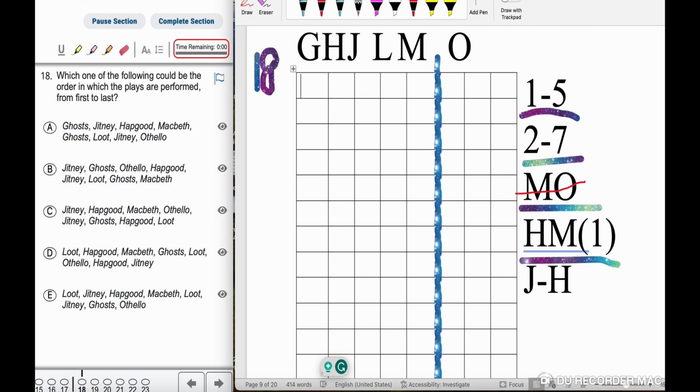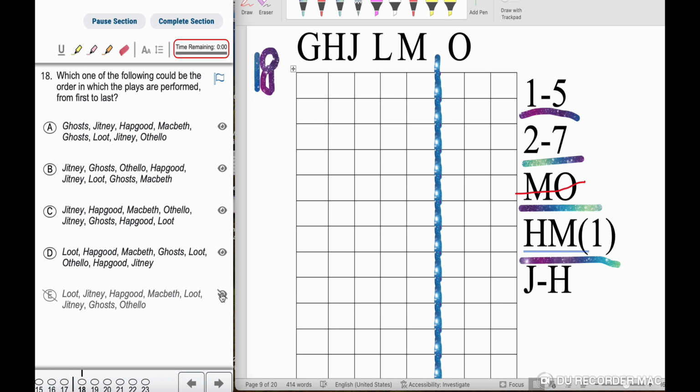Question 18. Which of the following could be the order in which the plays are performed from first to last? From conditions 1 to 5, everything meets 1 through 5. So we're going to go ahead and put this in the position that's okay. Now 2 and 7. That's not good on E, so eliminate E. Process of elimination, 2 and 7 took out E.